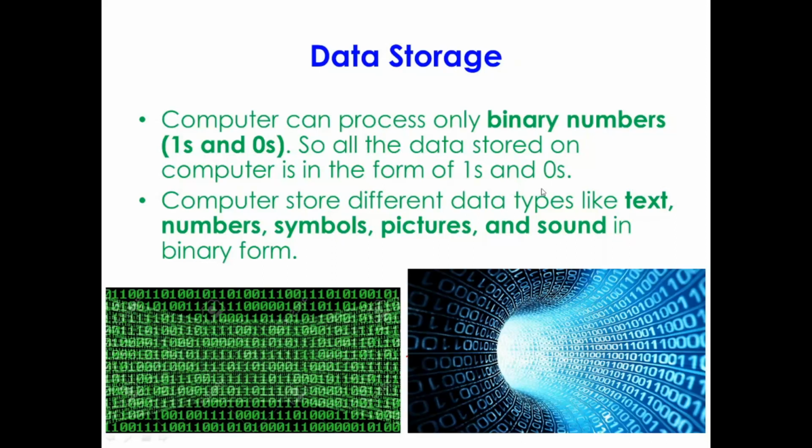As you know, the computer can process only binary numbers, that is zeros and ones. So it means that whatever you store on the computer will be stored in the form of zeros and ones. The computer can store different types of data like text, numbers, symbols, pictures and sound in binary form. Even if it is a written document, only numbers, pictures or sound, it will be stored in zeros and ones.